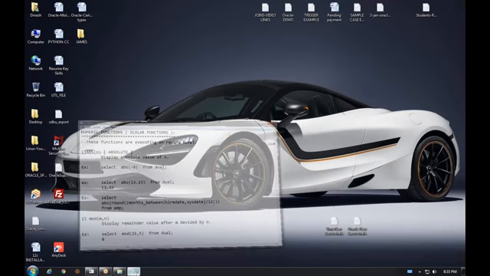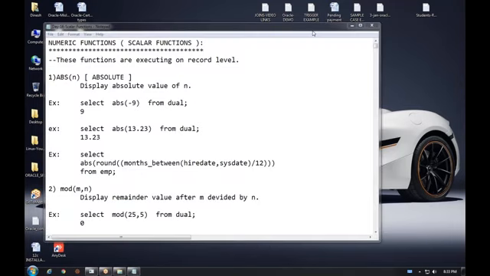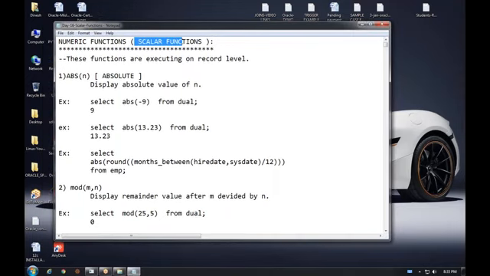We are discussing functions. As part of functions, yesterday we completed group functions, also called aggregate functions, and also the having clause and group by clause. Today we are discussing scalar functions. So numeric functions under the scalar category. Yesterday we discussed numeric functions under the group category. Now we are discussing numeric functions under the scalar category.